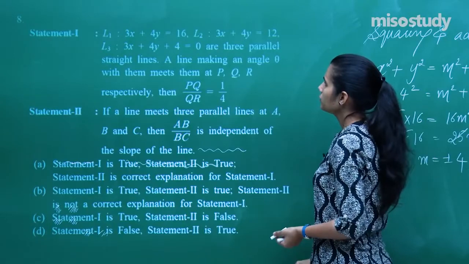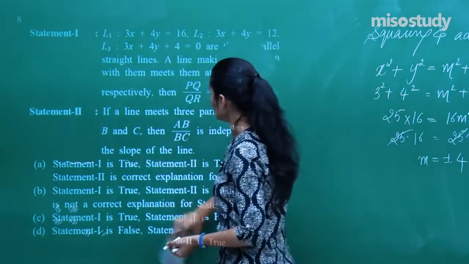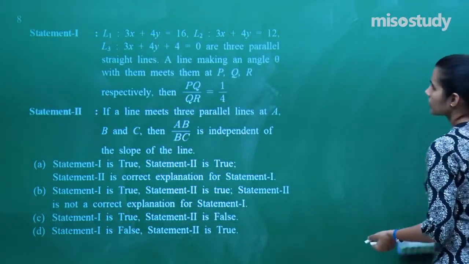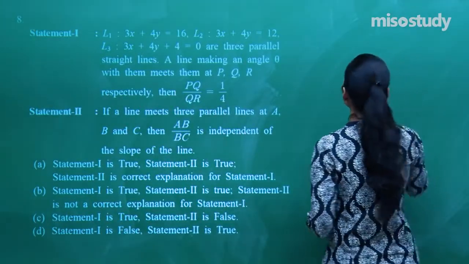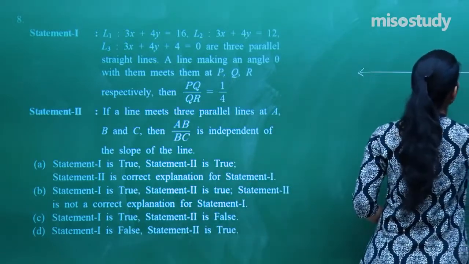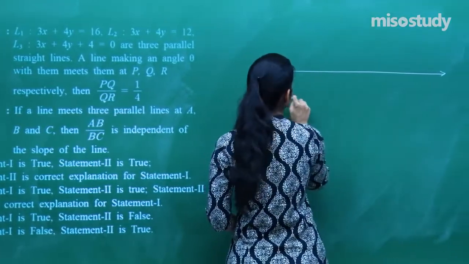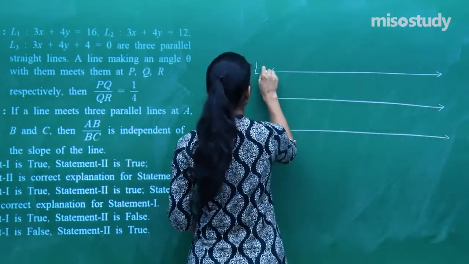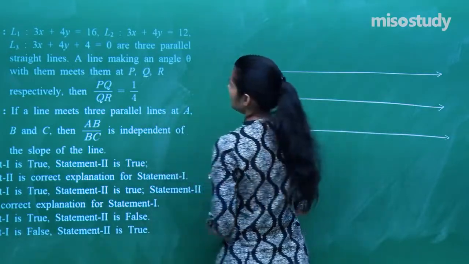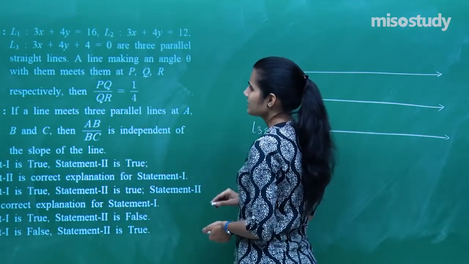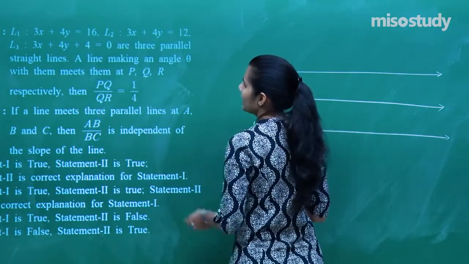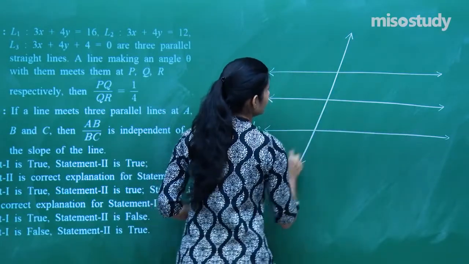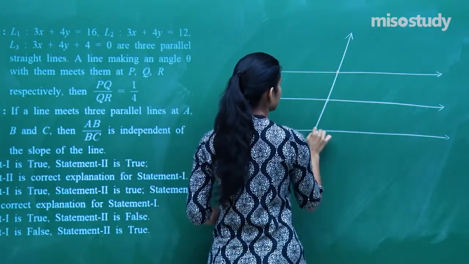Moving to the next one, we have a statement 1 and a statement 2. What is it saying? Let's try to understand. There is line L1, line L2 and line L3. L1, L2, L3, they are all three parallel lines. So this is L1, L2, L3. A line makes an angle of theta with them and intersects them at PQR respectively. So clearly there is some line which is intersecting these lines.